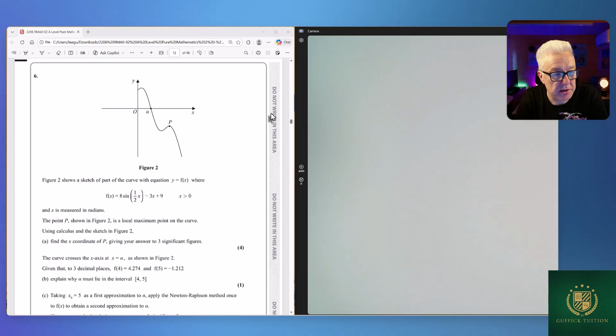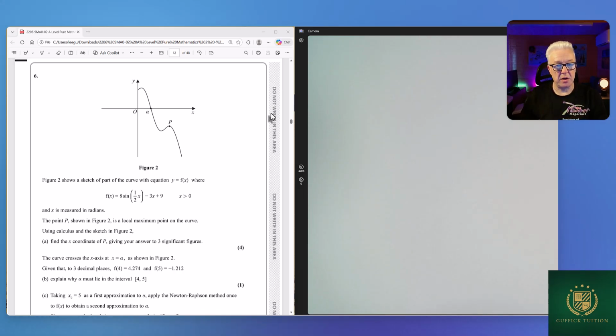So it says figure 2 shows a sketch of part of the curve with the equation y equals f of x, where f of x is equal to 8 sin(1/2 x) minus 3x plus 9. x is measured in radians. The point P shown in figure 2 is a local maximum point on the curve. Using calculus and the sketch in figure 2, find the x coordinate of P, giving your answer to 3 significant figures.